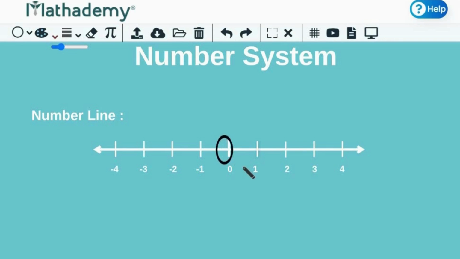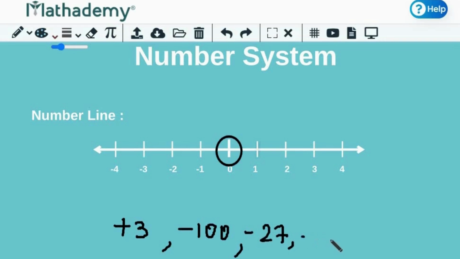0 is placed at the center of the number line. Positive numbers are towards the right side of 0, and negative numbers are towards the left side of 0. Such numbers are called integers. Positive 3, negative 100, negative 27, and so on are all examples of integers.